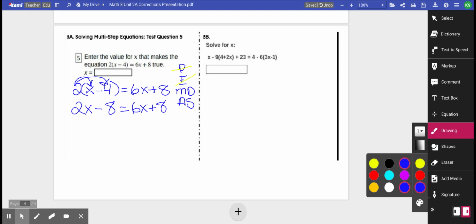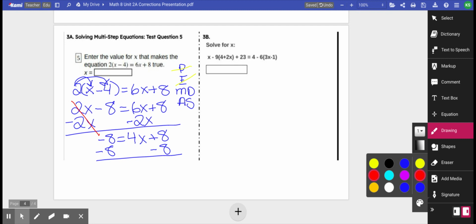I always move x first. So in this case, I'm going to move the 2x to the right. This is a positive 2x, so to move it over, I have to subtract 2x from both sides. Okay, so these 2x's will cancel out, and I'm left with negative 8 equals 6x minus 2x, which is 4x, plus 8. Now I want to move the 8 over to the other side. So I have a positive 8, so I have to subtract 8 from both sides. So what happens is these 8's cancel out.